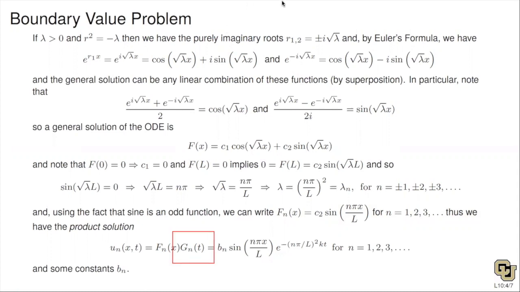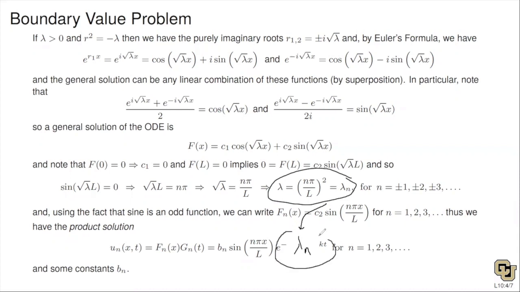Well, remember, g is e to the minus lambda kt. So originally when we solved this time domain problem, right in here, we had g with a minus lambda here. So we had a lambda originally. Then we solve the boundary value problem, and it turns out it's not just one lambda, it's lambda sub n. And so this thing now we're calling g sub n.